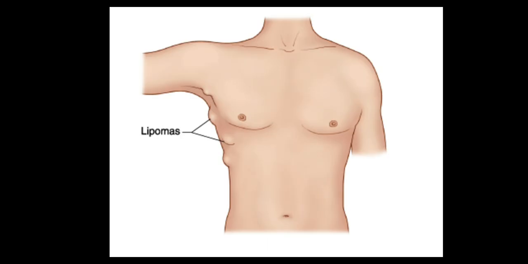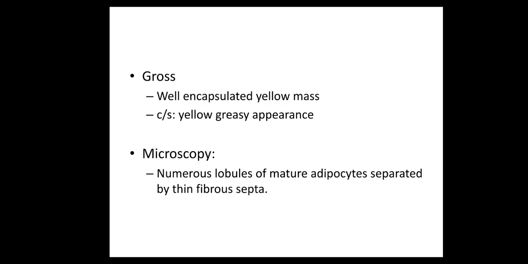So it can arise from anywhere. It varies from its site. It can arise anywhere in the body. Usual common sites are the forearm, arm, the nape of the neck, etc. Shoulder. Okay, so how will you describe it? It is usually a benign lesion, right? So it is a well encapsulated yellow mass.